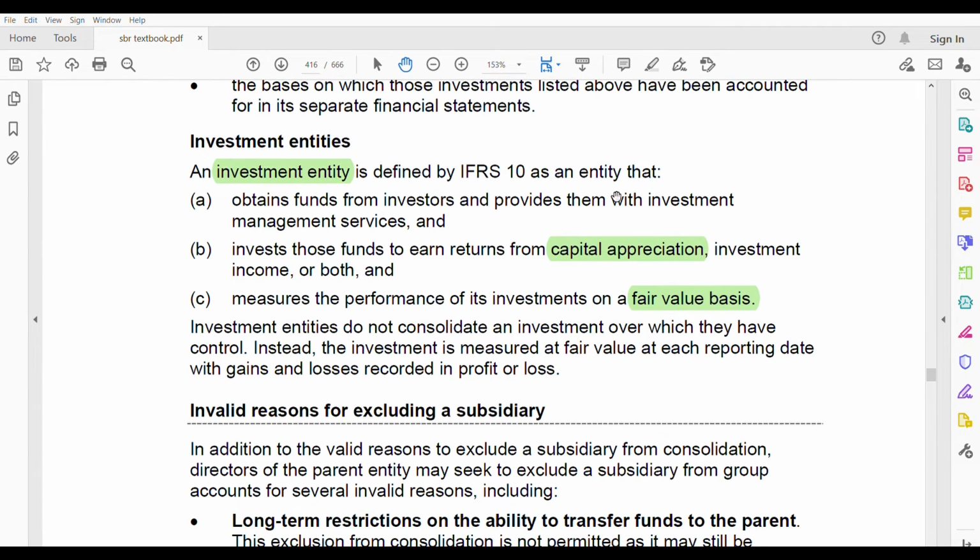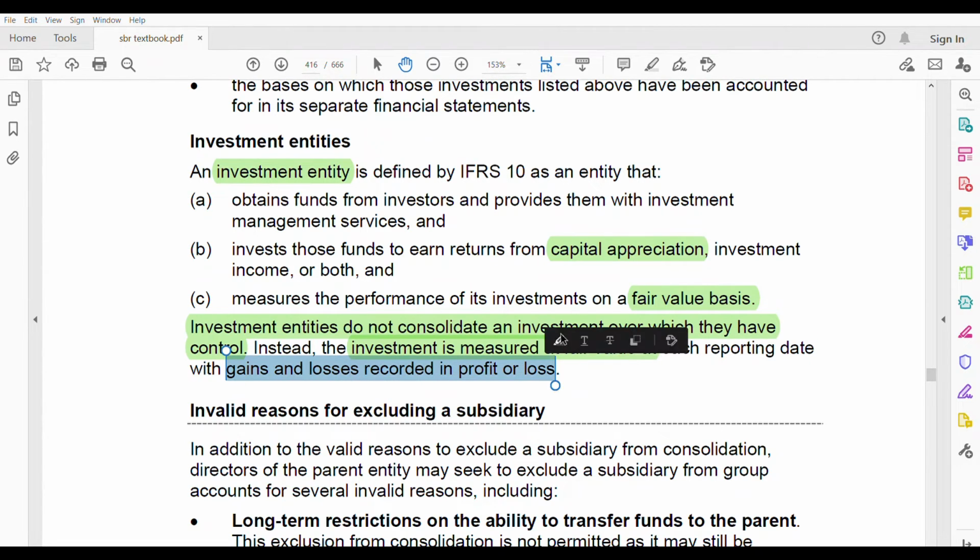So if an entity is an investment entity, they do not consolidate an investment over which they have control. You see, if you have control over an investment, you do not consolidate. So this is also an exception, an exemption for investment entities. Instead, the investment is measured at, what? Fair value at each reporting date. Because fair value changes at each reporting date, the gains or losses you will also recognize in profit and loss.